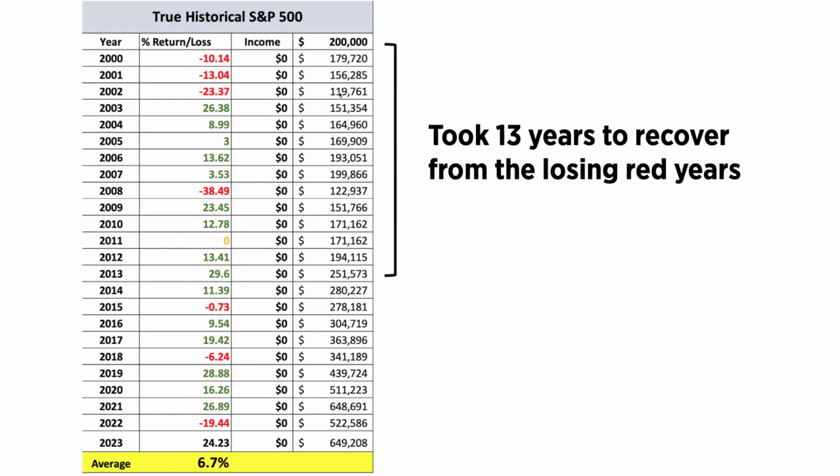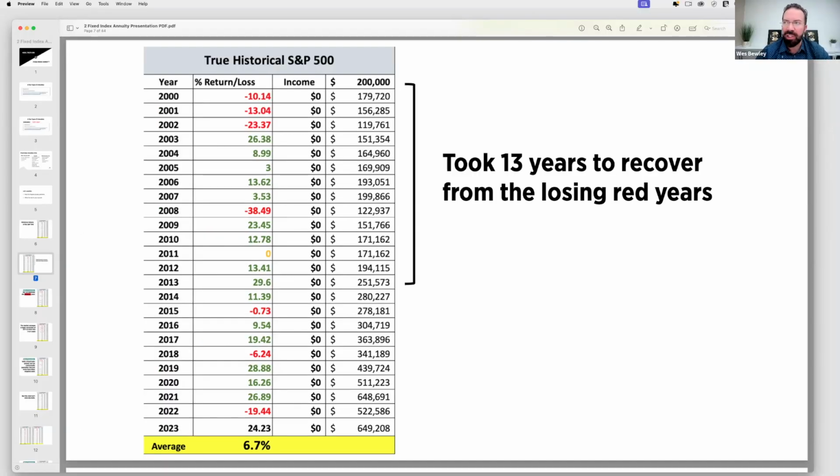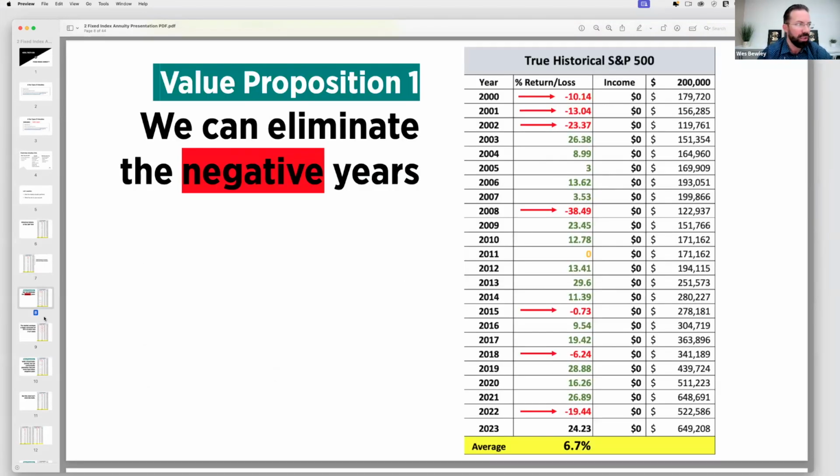And then all the way down to 119. I mean, you've almost lost 50% of your investment at this point. And look at this. It takes 13 years, all the way to 2013, before you get back to ground zero again. 13 years. So if you're getting ready to retire, you don't want your account to be held hostage waiting for the market to return, right? You want to be able to use it. And in this scenario, these people that were getting ready to retire during this time frame were in some really big trouble. So value proposition number one of a fixed index annuity is that we can eliminate these negative years, okay?